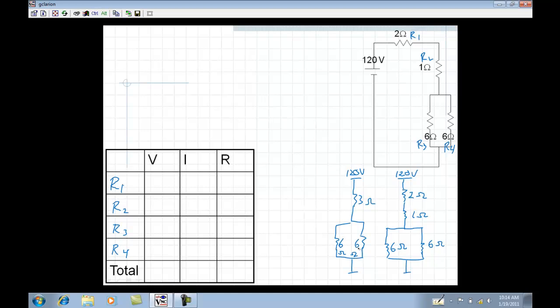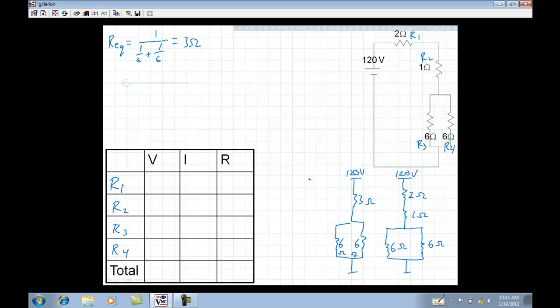Okay, so I got those two 6 ohm resistors. Let me find the equivalent resistance for the two 6 ohm resistors. I like to simplify that equation and make it look like this. I go 1 over 6 plus 1 over 6, and I get 2 over 6, or 6 over 2. Does that come out to just 3? Yeah. Okay, so 3 ohms.